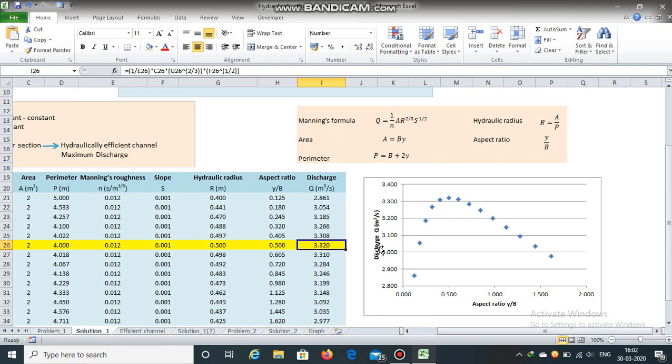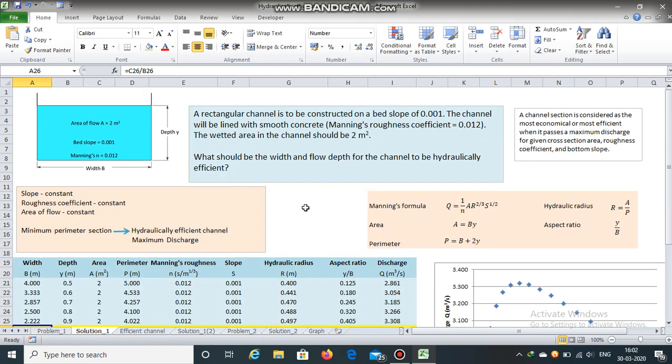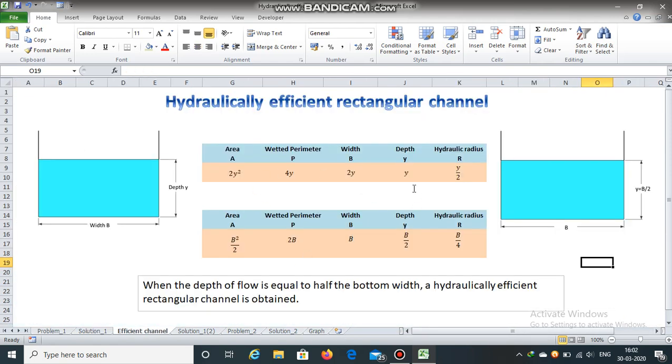Now this is the graph of discharge and aspect ratio. At this point discharge is maximum and aspect ratio is 0.5. So in this table also it can be seen that when aspect ratio is 0.5, a hydraulically efficient channel is obtained. So the width and flow depth should be 2 meters and 1 meter respectively for the channel to be hydraulically efficient. Now we can obtain an efficient channel directly using these equations.